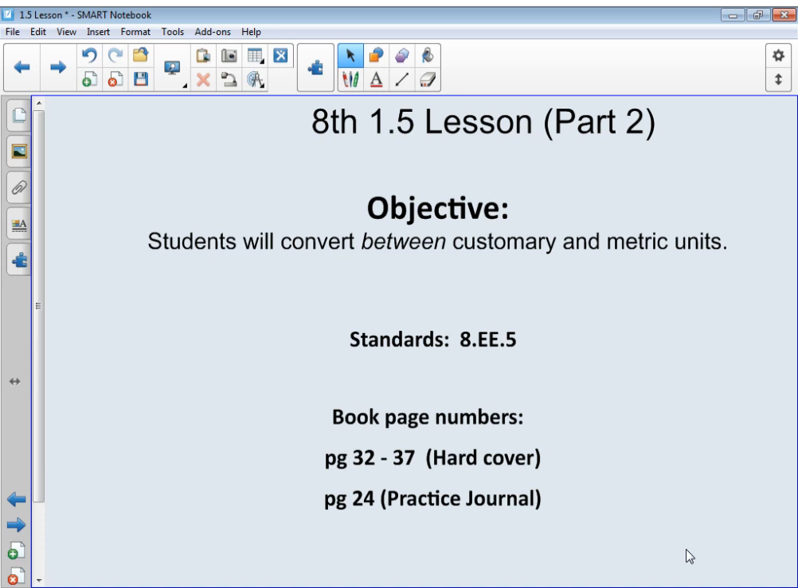Okay, today's lesson is part 2 of the 8th grade 1.5 out of the Blue Big Ideas book. The objective that we'll be doing today is students will convert between customary and US units. More specifically, they're going to be converting in area and volume. The standards covered in this lesson are AE 5. The book page numbers are 32 through 37 out of the hardcover book and page 24 out of the practice journal.